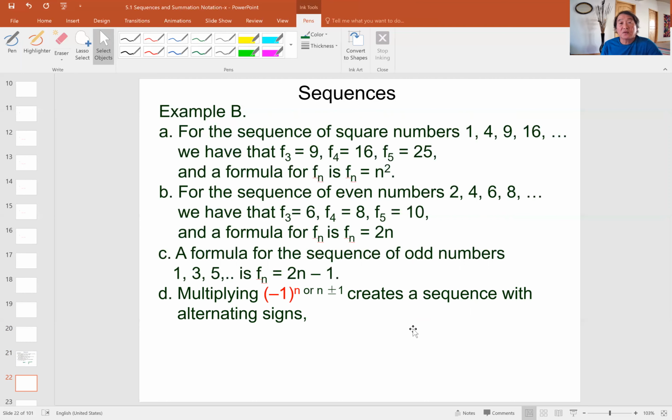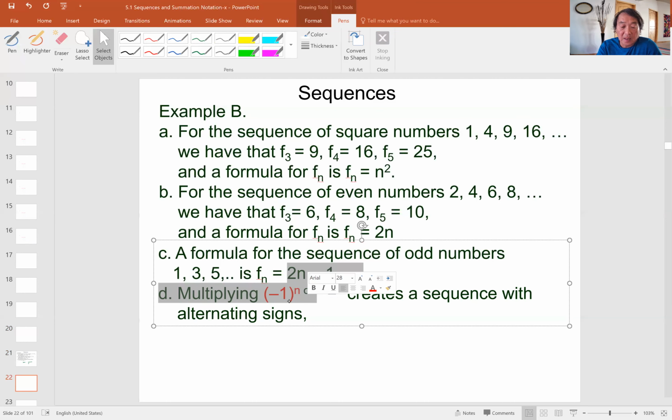And if I want the sequence to alternate signs, plus, minus, which shows up a lot in the future, what we do is multiply by this factor, negative 1 to the nth power, right here.